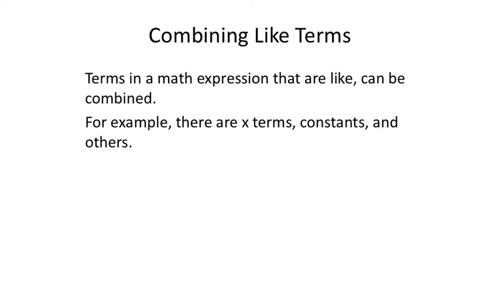Then we have combining like terms. For us, we're really only going to have x terms and constants. So if a term has an x in it, you can't combine it with a constant. Remember, a constant is just a regular number. When we talk about combining like terms, we're really talking about the operations of addition or subtraction. If you're just multiplying or dividing, you can combine whatever you want. But once we see addition or subtraction, that's when we use combining like terms.